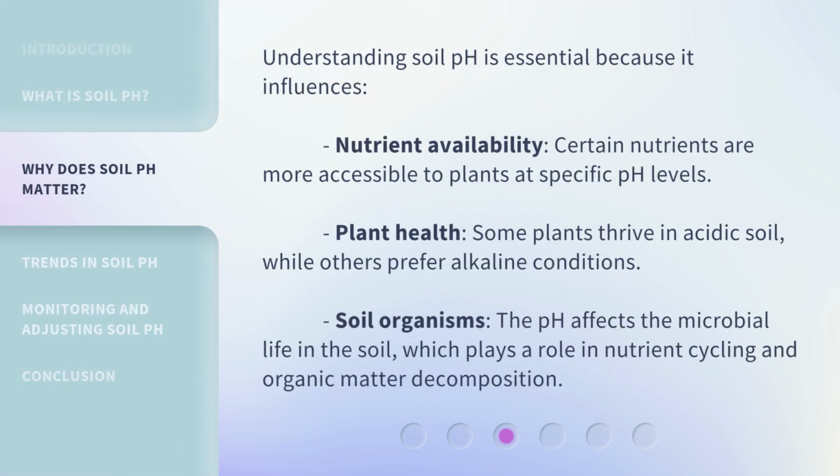Understanding soil pH is essential because it influences nutrient availability. Certain nutrients are more accessible to plants at specific pH levels. Plant health: some plants thrive in acidic soil, while others prefer alkaline conditions. Soil organisms: the pH affects the microbial life in the soil, which plays a role in nutrient cycling and organic matter decomposition.